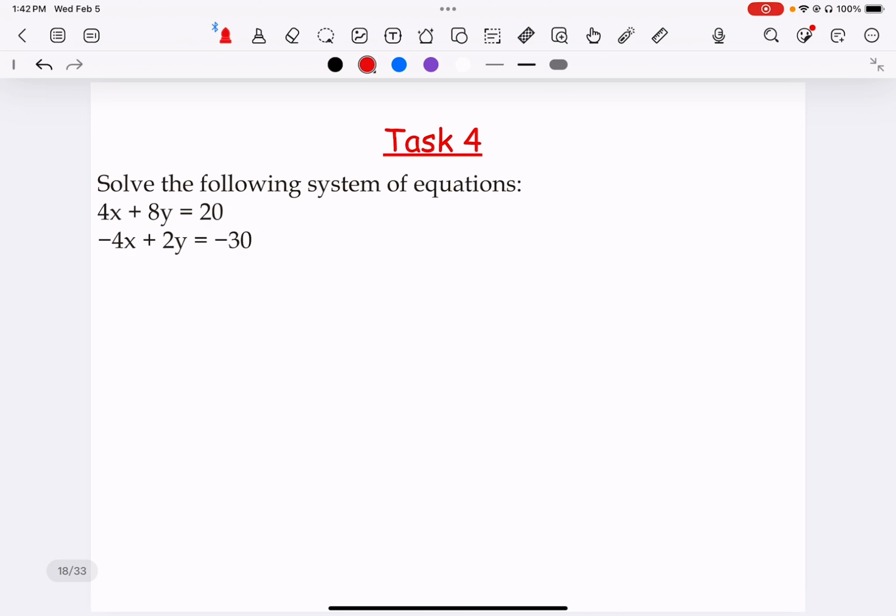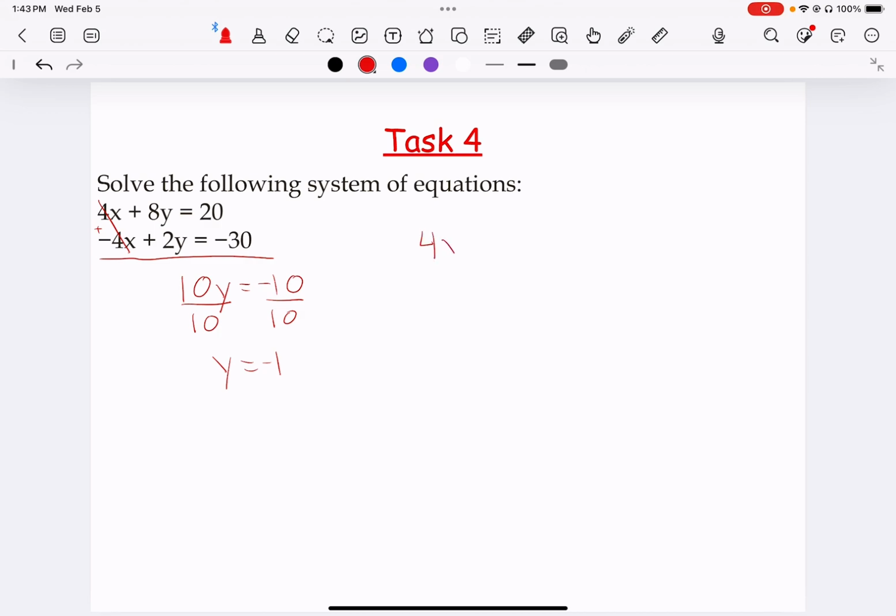And last problem. I notice, again, my x's have the same coefficient of 4, and they're different signs, so I'm going to add my two equations. 4x plus negative 4x is eliminated to give us 0. 8y plus 2y is 10y. 20 plus negative 30 is negative 10. Divide both sides by 10. y is equal to negative 1.